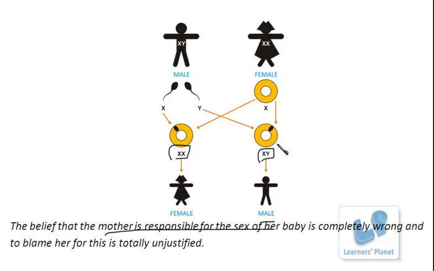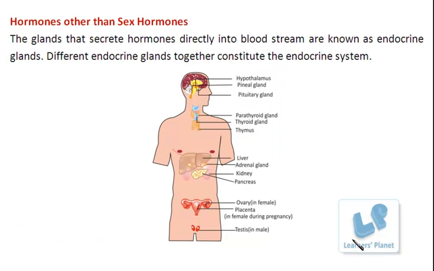So students, after sex determination, let me explain some other hormones which are secreted by our body. In the earlier session, I explained the sex hormones. Now let's see what other hormones are secreted by us. Students, you remember how hormones are defined? Hormones are chemical messengers secreted by specific glands, and they control the growth and other important functions of our body.